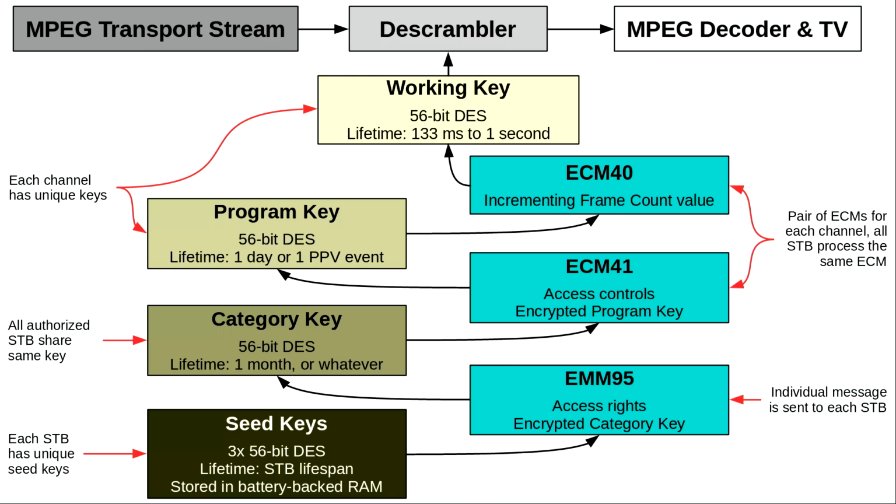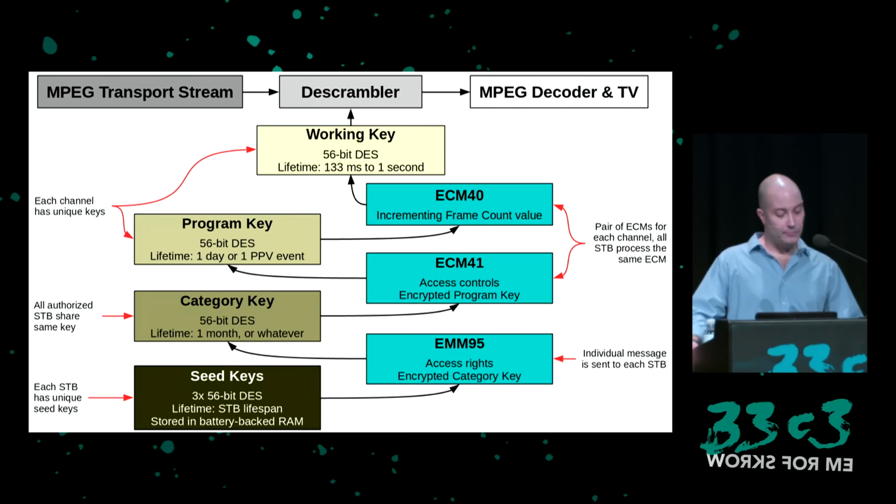An encrypted transport stream is sent via the cable or satellite, and it's passed through the descrambler in the ACP, and the result is a decrypted transport stream that is played by the MPEG decoder. The descrambler uses a working key. This is a 56-bit DES key that changes every 133 milliseconds, or in some cases they have it slowed down to changing every 1 second. This working key is generated by encrypting the frame count from ECM 40 packets with a program key. The program key, again DES, comes from the ECM 41 message and is encrypted with a category key. The program key is unique to each channel, and it changes daily or for every pay-per-view event.